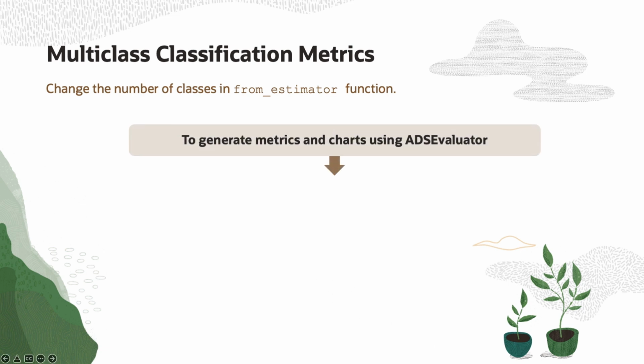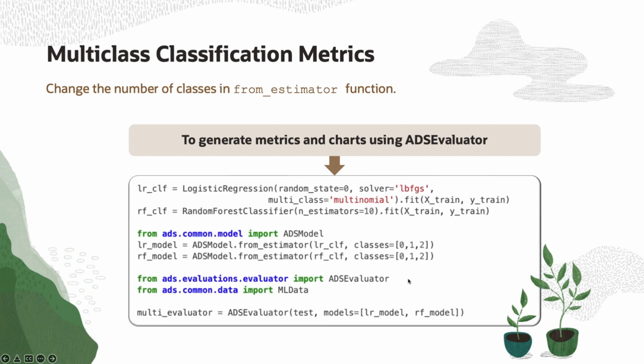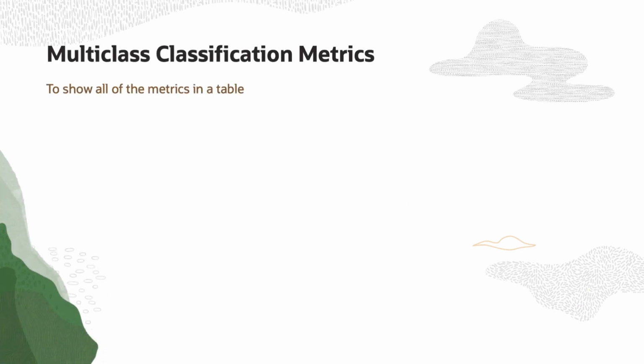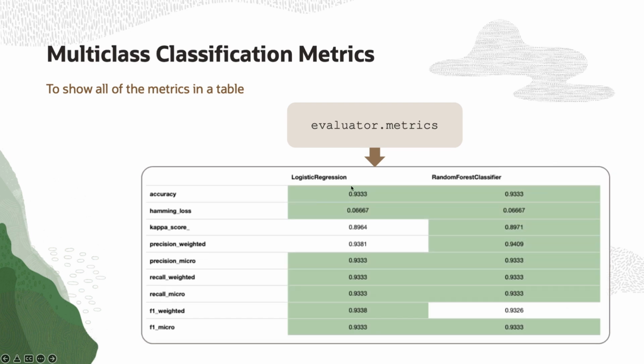You can generate the metrics and charts using the ADS evaluator class, but here you have to pass the class labels in the class argument too in the from_estimator function. As you can see here, 0, 1, 2 are the class labels. Again, evaluator.metrics shows all the related metrics. Basically, you can see here the comparison between logistic regression and random forest classifier metrics, like how there are different scores for all these different metrics, and you can compare all of them together.